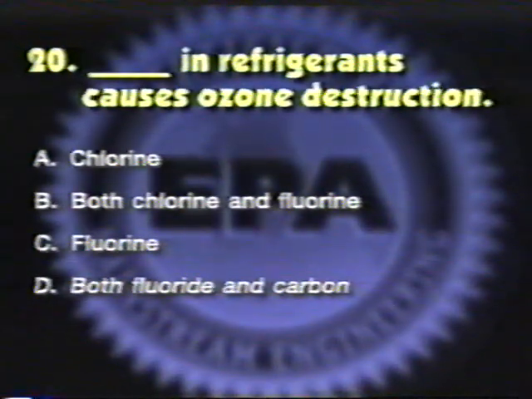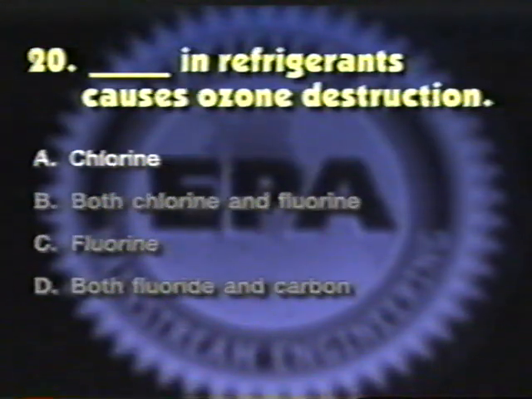What chemical or chemicals in refrigerants causes ozone destruction? A. Chlorine, B. Both chlorine and fluorine, C. Fluorine, D. Both fluoride and carbon. It is the chlorine and bromine in refrigerants that causes stratospheric ozone depletion, so the answer is A. Chlorine.